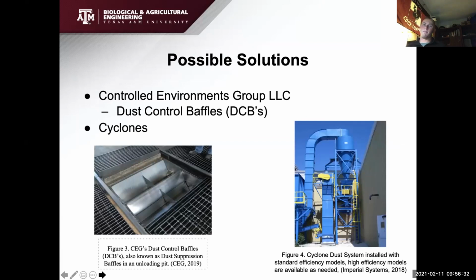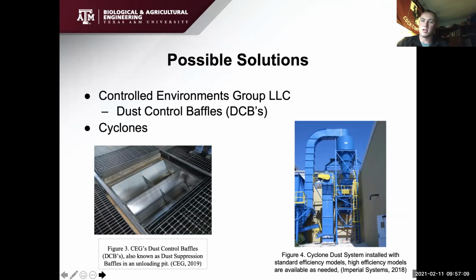And then there's a company that makes dust control baffles, which are basically baffles that open when the grain begins to flow into the hopper and close, sealing off any of the dust that could potentially get out. There's also the possibility for cyclones. I know that United Ag already has cyclones in their system. They don't want to add any more, but for future reference, it is also a feasible option.